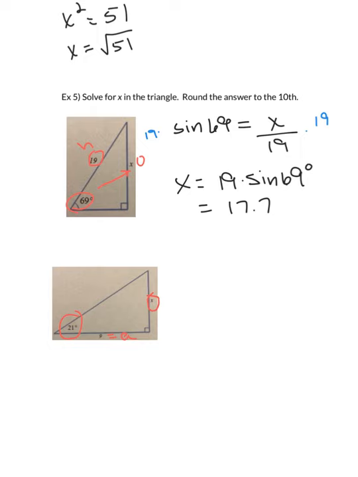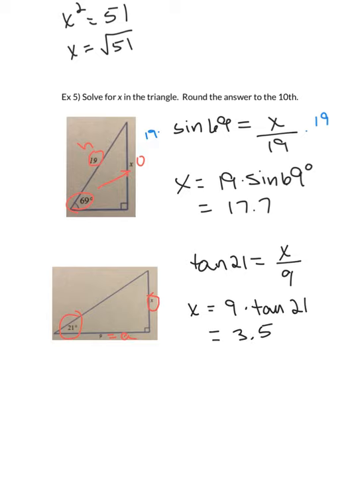So we are going to set up an equation that says that the tangent of 21 degrees equals the opposite x over the adjacent, which is 9. This one will solve just like the last one, so x will equal 9 times the tangent of 21. If you put that in your calculator and round to the tenth, you should get 3.5.